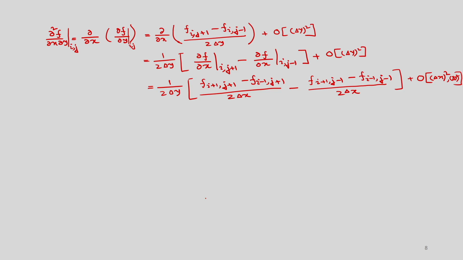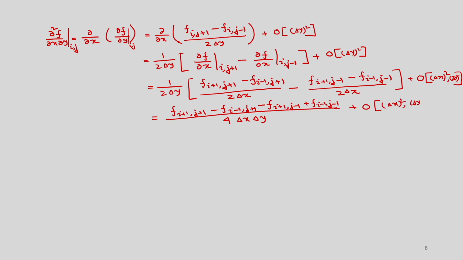Okay. So, now you can write, it will be 4ΔxΔy, and it will be f(i+1, j+1) minus f(i−1, j+1), minus f(i+1, j−1), and minus minus plus, so plus f(i−1, j−1). The order of accuracy is second order in both x and y.